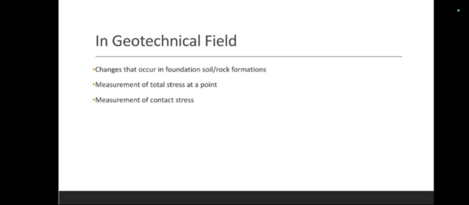There are two categories of stress. The first one is the measurement of total stress at a point within a soil mass, foundation rock, or concrete structure. The second one is the measurement of contact stress against the face of a structural element.